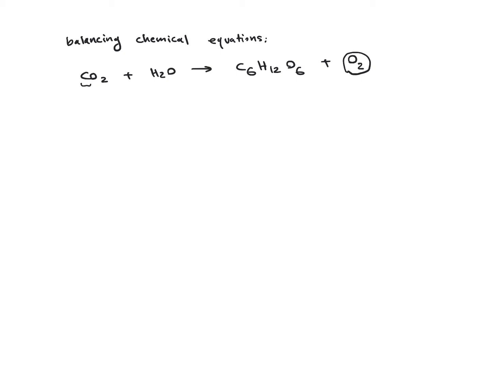I have 1 on the left. I have 6 on the right. So what I do, I add a coefficient. And as you remember, we don't change subscripts, because if I change subscripts, I'm changing the molecules and compounds, and we don't want to do that. So we just change the coefficients. So now I have 6 carbon on the left, 6 carbon on the right.